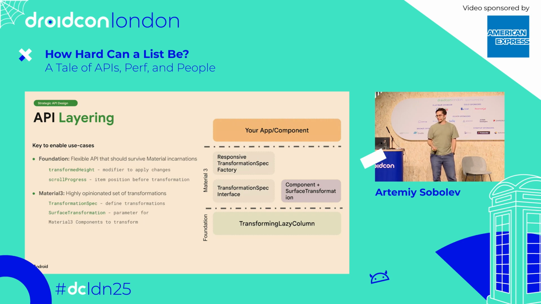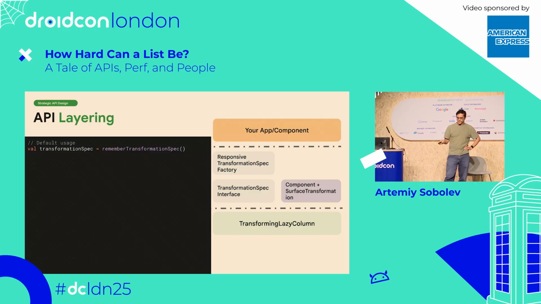So we did the API layering. In Compose Foundation it is just scroll progress and transformed height, but on Material we got a lot of stuff going on and a lot of indirections that you can do, and this enables use cases. So for one, you can start by just using remember transformation spec, and that just remembers the default transformations for all the screen sizes that are supported. At the moment there are small and large, so it will interpolate all the graphical changes between those two specs.